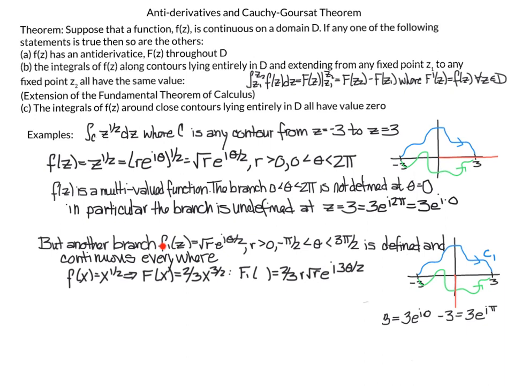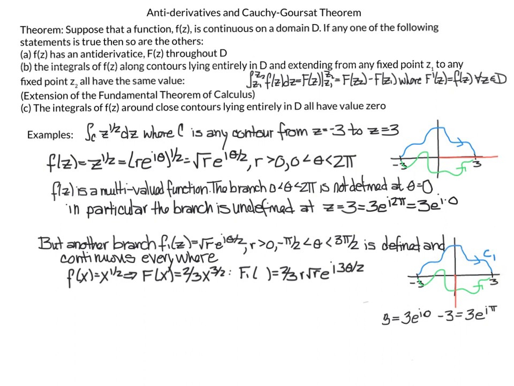Here I've chosen another branch, so my new function f1 of z is equal to the square root of r e to the i theta over 2, r greater than 0. Now my branch is going to go from negative pi over 2 to 3 pi over 2, not including 3 pi over 2, so not including this red line. But now you can see my C1 path isn't on the branch cut, and my 3 and my -3 are not on the branch cut. So this would be a bad branch cut for this green path, but it's just fine for C1.